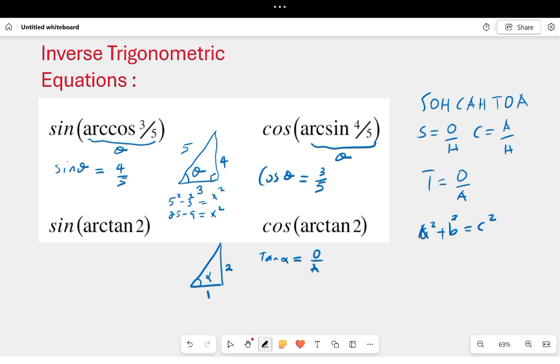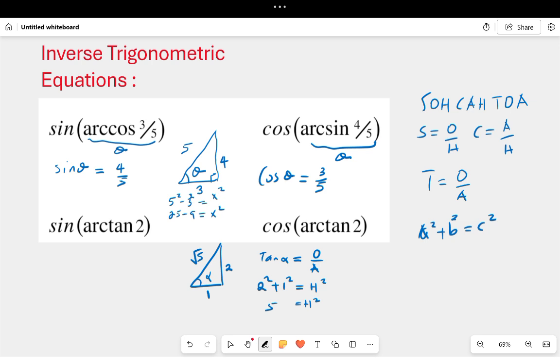Now, working out the hypotenuse for this, it is going to be 2 squared plus 1 squared, which is equal to the hypotenuse squared. So 2 squared is 4 plus 1 squared, which is going to be 5. So the hypotenuse squared is actually going to be 5. So therefore the hypotenuse will be the square root of 5.